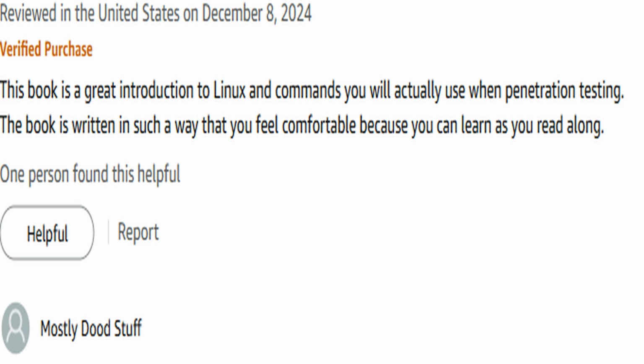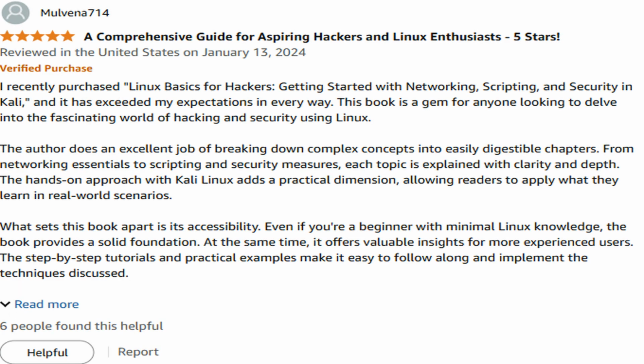For more experienced Linux users, the book may serve as a valuable refresher or a way to gain a new perspective on familiar concepts. While they may already be familiar with the basic commands and concepts covered, the book's focus on ethical hacking and penetration testing can provide a fresh and insightful perspective. Some experienced users may find that the book helps them fill in gaps in their knowledge or reinforces their understanding of key concepts.